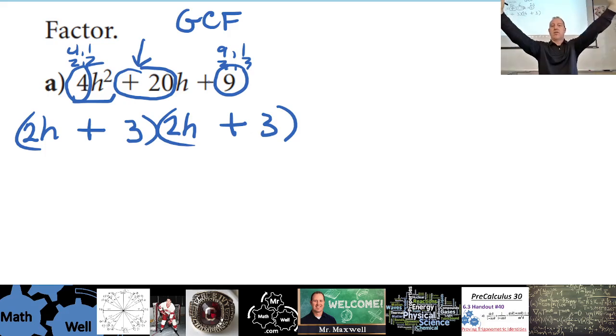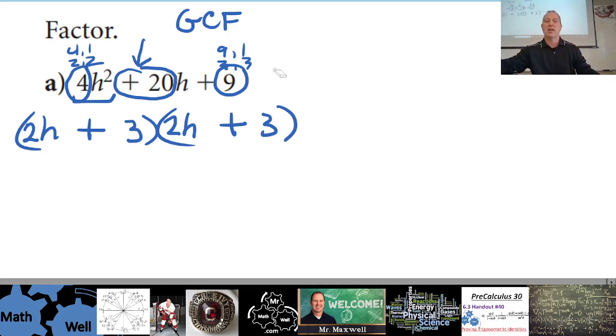So this is my first guess, and what you have to do now is a quick FOIL in your head to check to see if this is going to work, okay? So what I do is I check, well, obviously I know 2h and 2h, that's 4h squared, I know that.